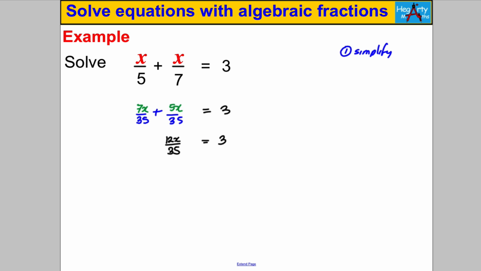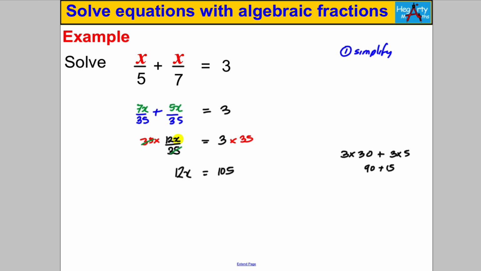Now we want x all by itself. We want to solve for x, find x. So to undo the divide by 35, I'm going to multiply both sides by 35. And that would cancel the 35 here and here, and I would get myself that 12x is therefore the answer to 3 multiplied by 35. 3 multiplied by 35 is like 3 multiplied by 30, add 3 multiplied by 5, which would be 90, add 15, which is 105. So this is 105 here.